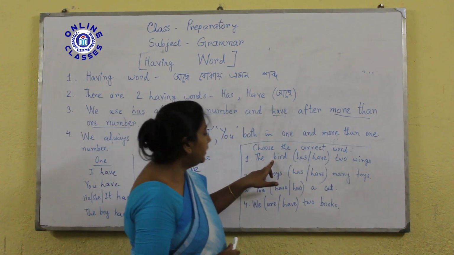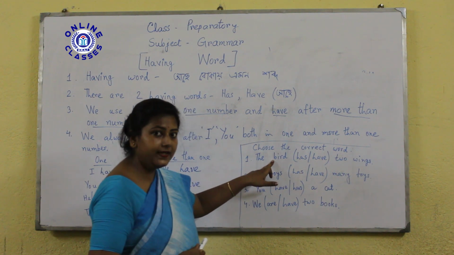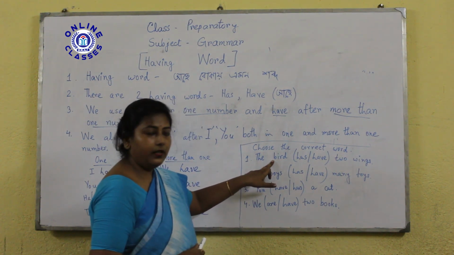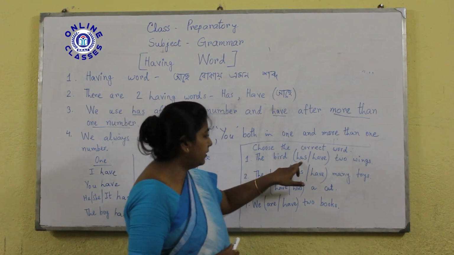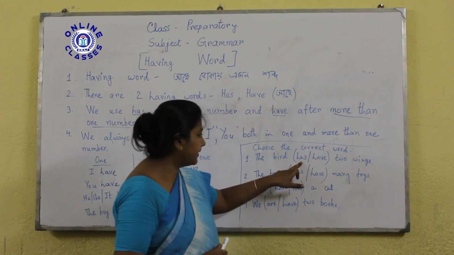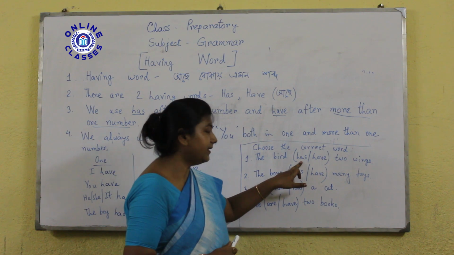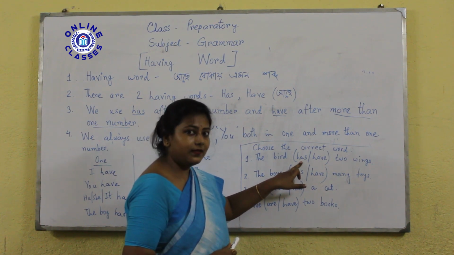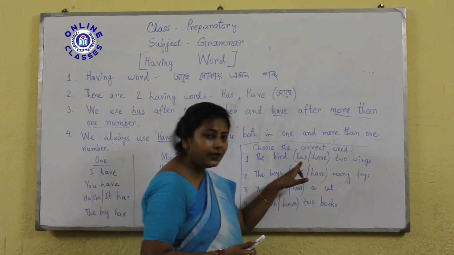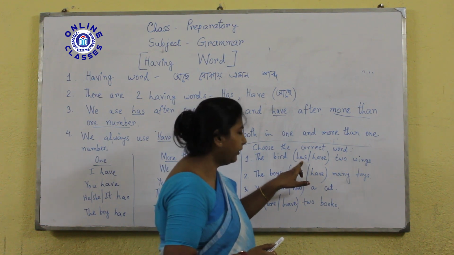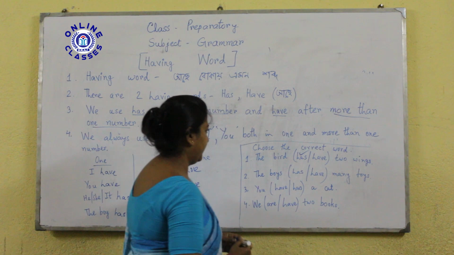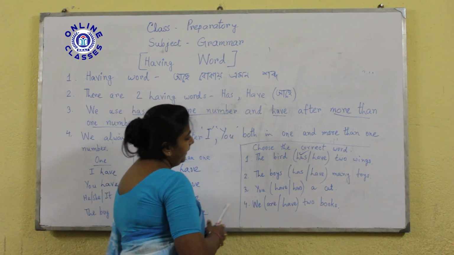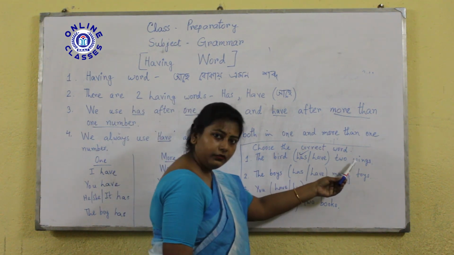So the bird, which number is it? It is one number. So which having word we will put here? Yes, the correct answer is what? Which having word? Yes, the having word has. So the correct word is has. The sentence is the bird has two wings.